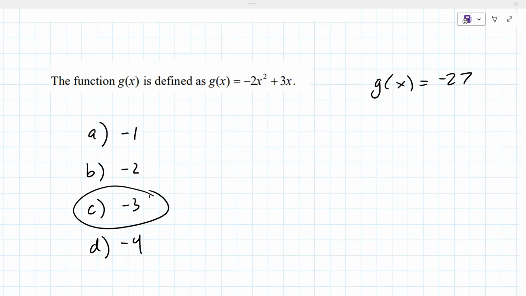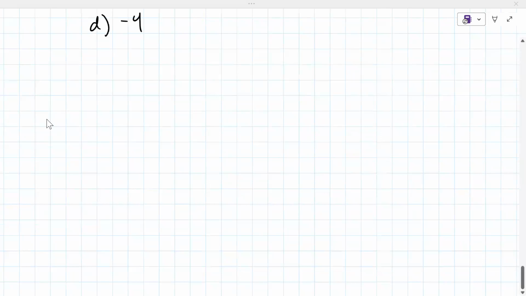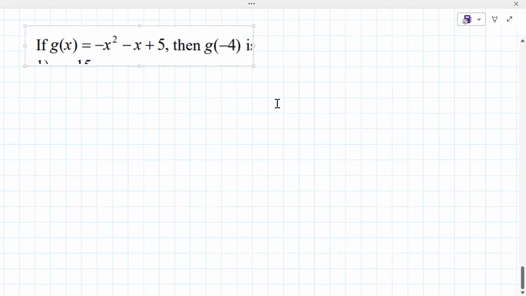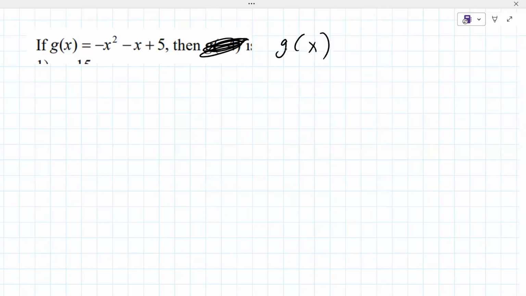Let's try one more of those. Are you just trying the answers or are you doing anything to solve it? Trying the answers. Okay, it is totally okay to actually undo this. Let me leave it up here.